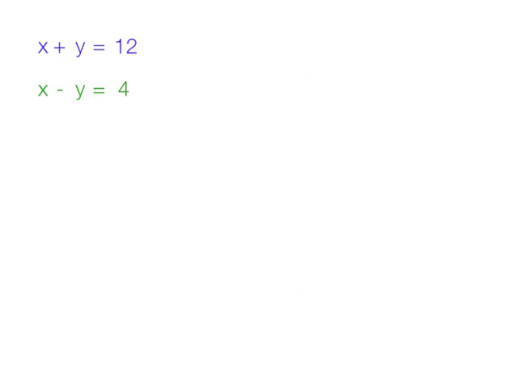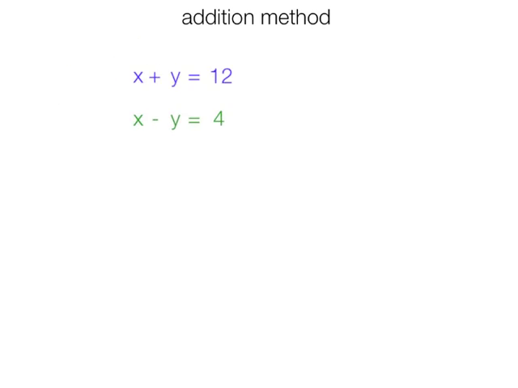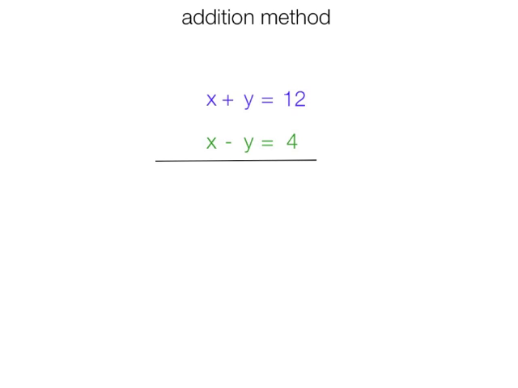So now I'm going to use the addition method. Let's slide these equations over a little bit. There we go. To solve these equations, I'm going to add the two x's, I'm going to add the two y's, I'm going to add the numbers as well. Let me add the addition sign, so x plus x is 2x, plus y plus negative y is 0, 12 plus 4 is 16 last time I checked.